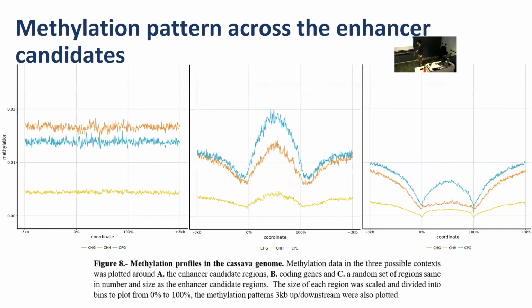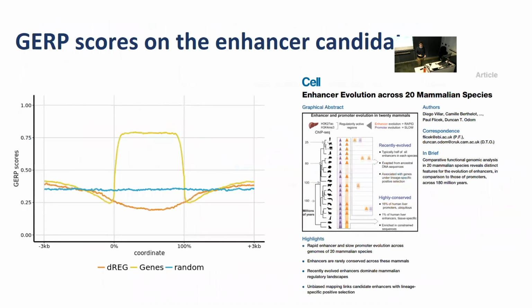Then I was also interested in checking how conserved these elements were. In my mind, enhancers had to be conserved, and I was kind of wrong. So in yellow, you see these are GERP scores. Basically, the higher the GERP score, the more conserved those regions are across closely related species, including Jatropha, flax, and others. So you see, again, from 0% to 100% of the feature we're analyzing, yellow is genes, super conserved. Blue is random sequences. And in orange, it was our enhancer candidates. And we observe here that they are actually non-conserved.